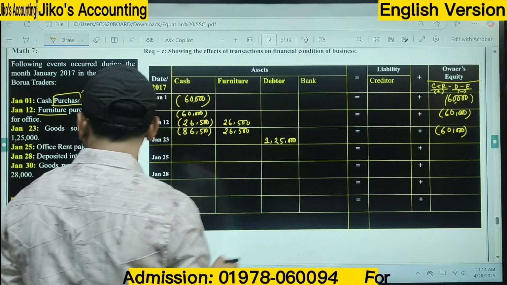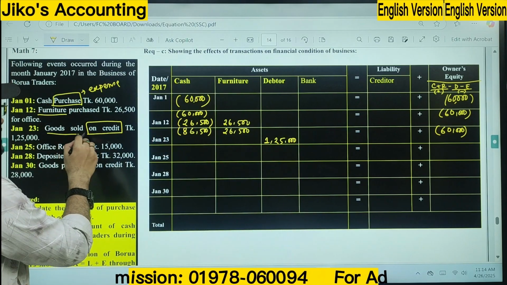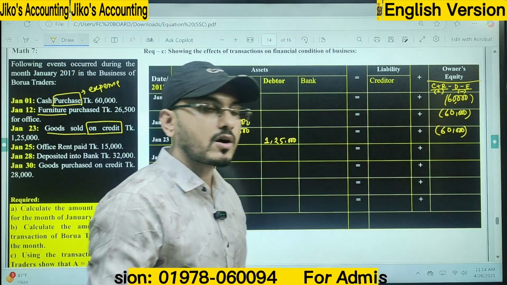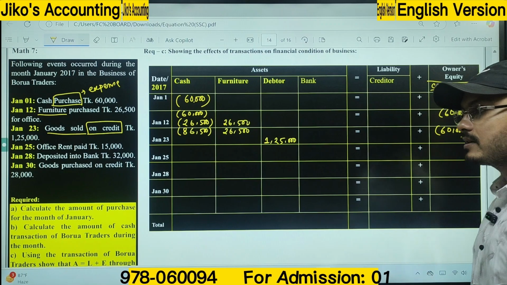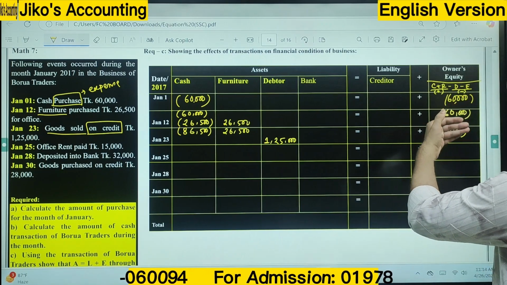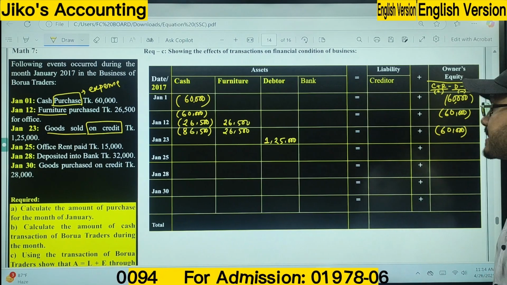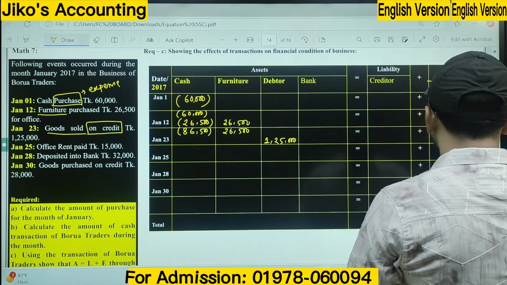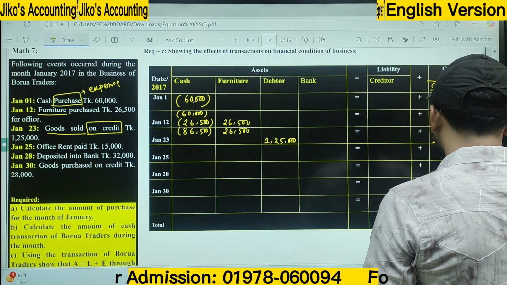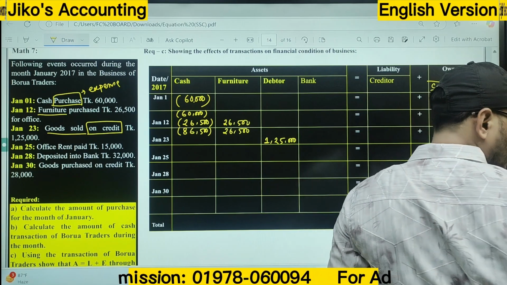1,25,000 taka. But sales is also a source of income. Sales is also a source of income for my business. So the more I sell goods, the more income would be generated to my business. So that indicates the increment of the equity. So what is my amount here? 1,25,000.